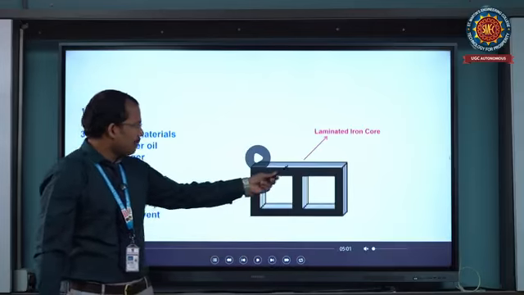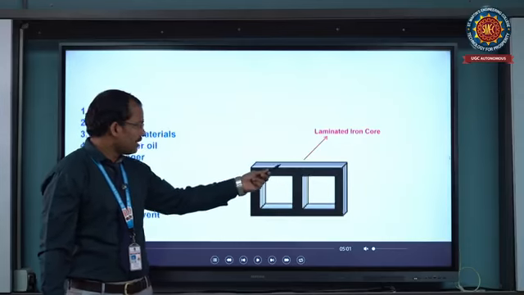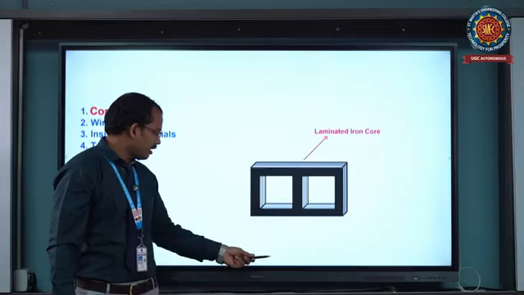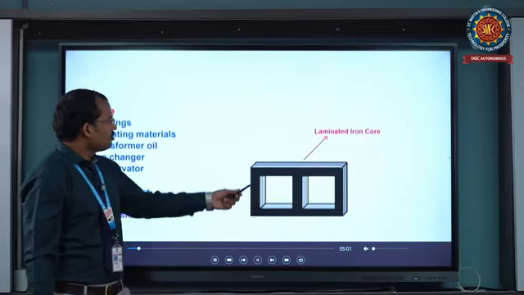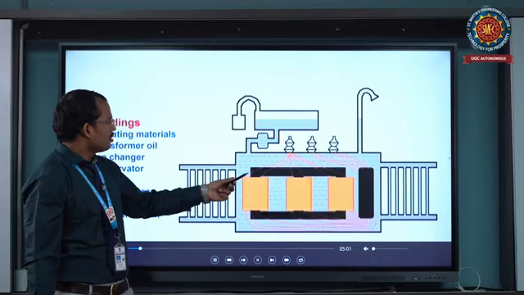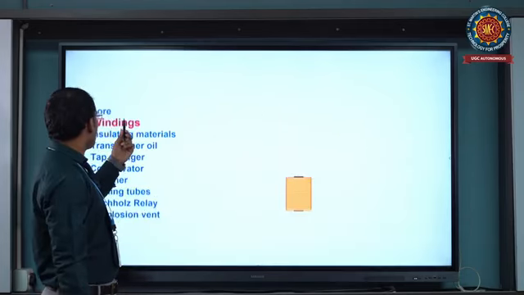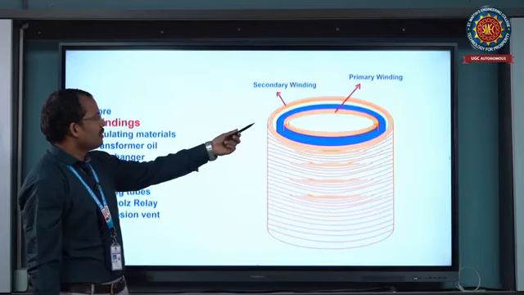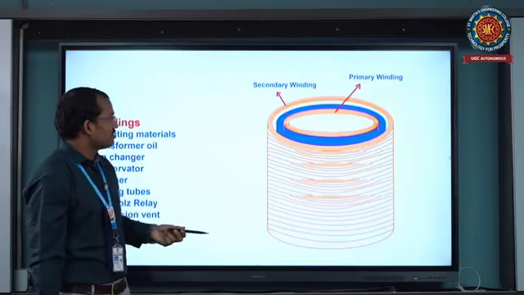So this is the laminated iron core, formed of a number of layers, of this transformer. This transformer has a total of core, windings and insulating materials. This is the primary winding and secondary winding of the transformer.